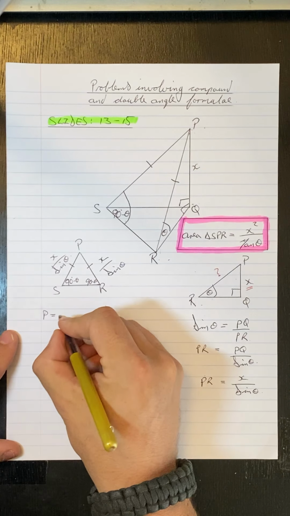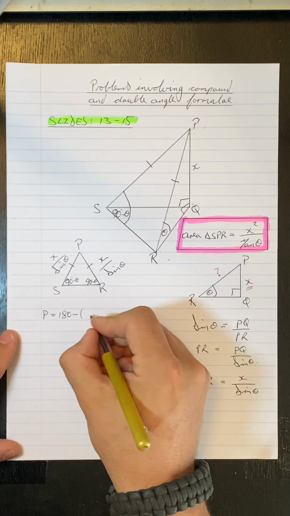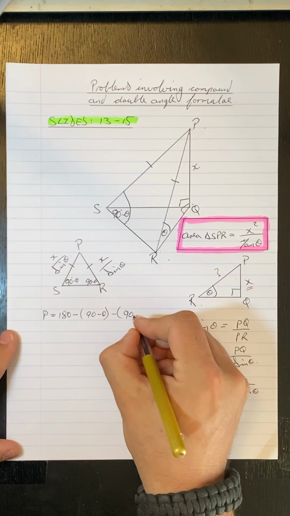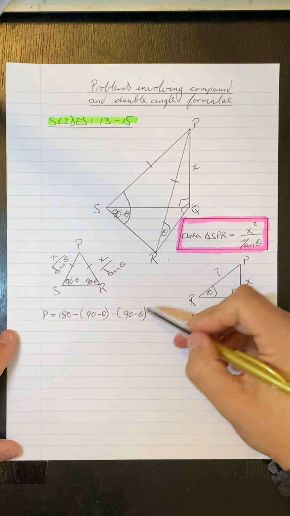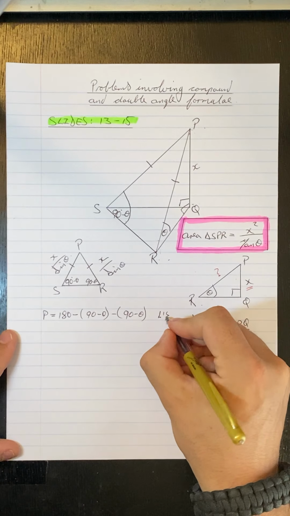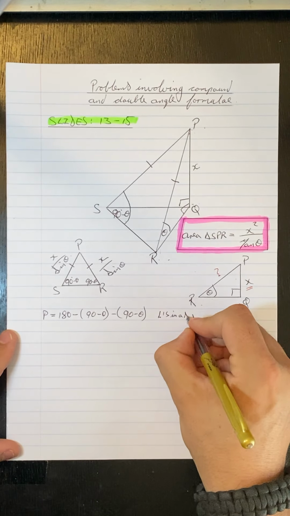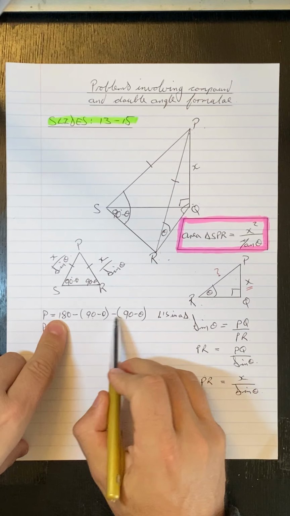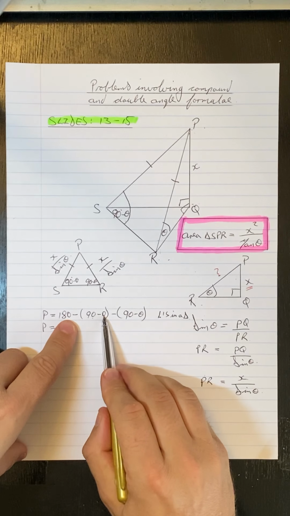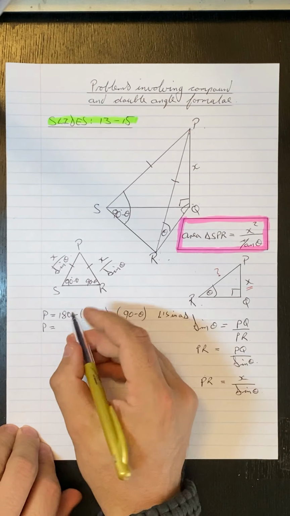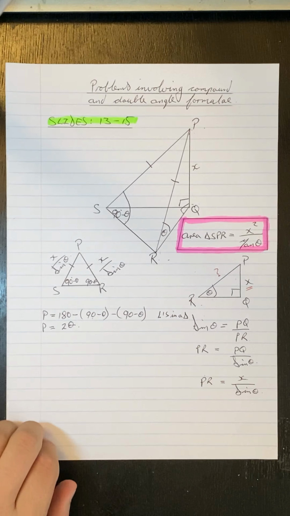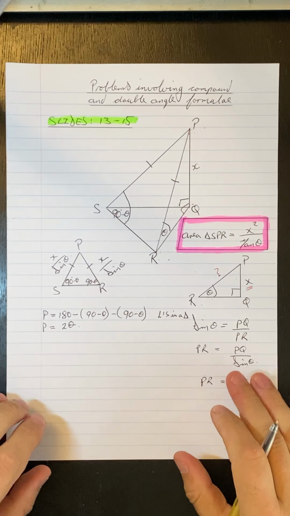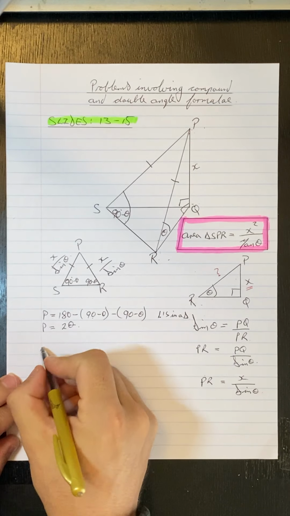So now what I can do is work out that P angle over there. So P would be equal to 180 minus (90 minus theta) minus (90 minus theta). Angles in a triangle. Okay, so we get P is equal to 180 minus 90 falls away. That will give us plus theta, which gives us 2 theta. So now we know what that angle P is. It's 2 theta.